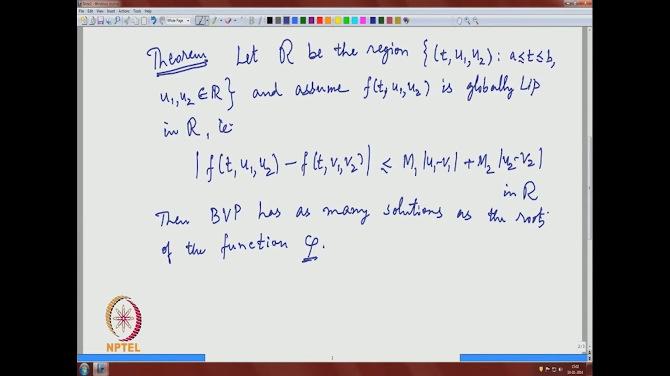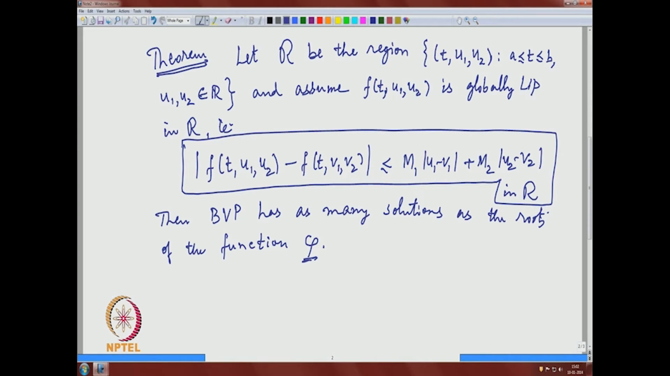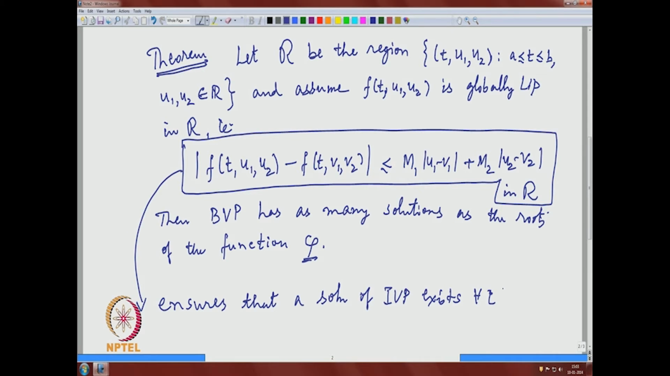So, this is a somewhat very strong condition, and it is just to ensure that a solution of the IVP exists for all t in [A, B]. So, if you have some other means of ensuring the same thing, we do not need this strong condition.